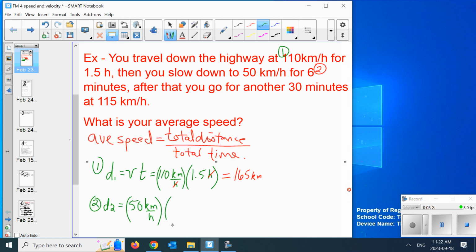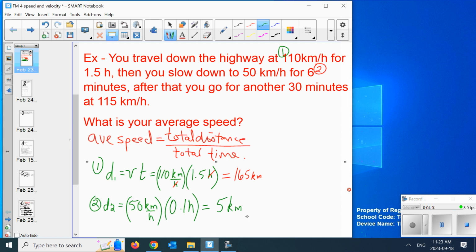I chose that because it's easy. This isn't entirely accurate to the trip from Saskatoon. I just chose it for easy numbers. So 0.1 hours. I'm not worried about sig figs right now. Anyways, 50 times 0.1, I don't even need to calculate. That's 5 kilometers.